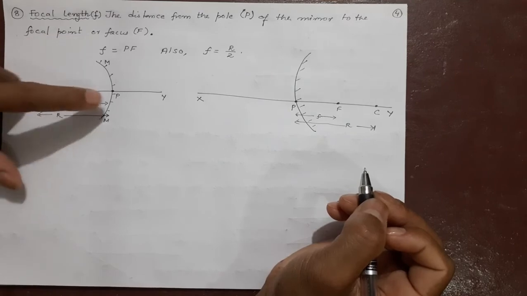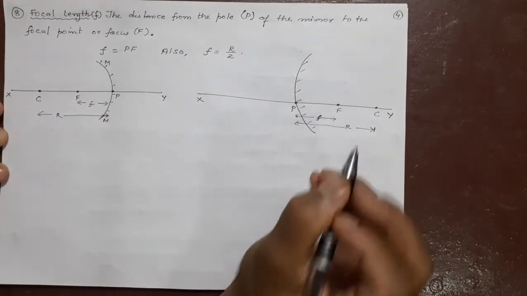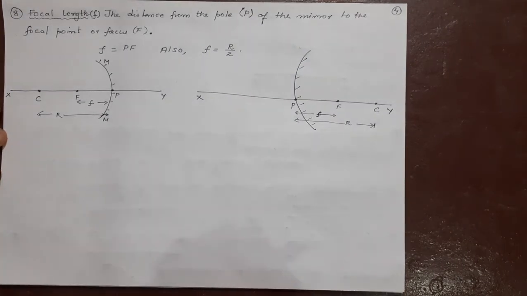We wanted to say what focal length is. Focal length is very important. It is the main property of a mirror. When you know the focal length, you will understand everything about the mirror.